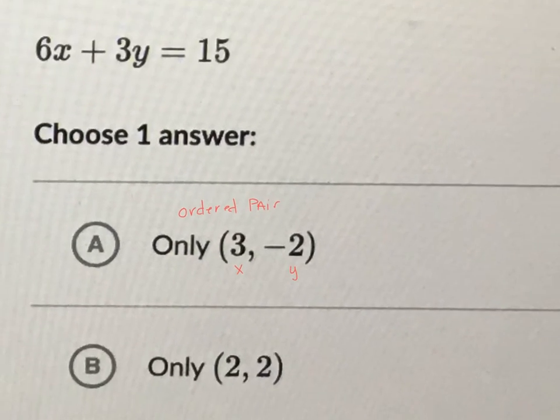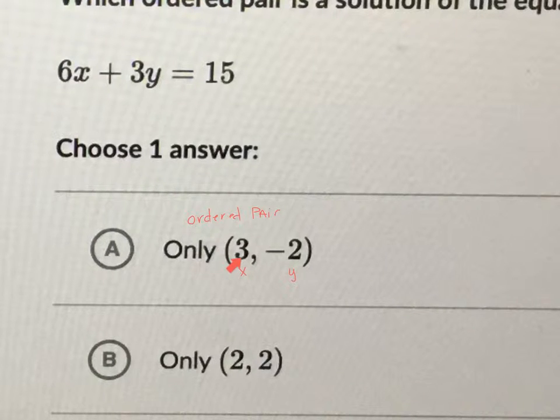And so all I have to do is take this 3, since it represents x, and plug it in for x right here. And take this negative 2, since it represents y, and plug it in for y right there. So when I do that, I'm going to write 6, and then in parentheses, I'm going to put the x, which is 3, plus 3 times what y is, which is negative 2, and all that must equal 15.